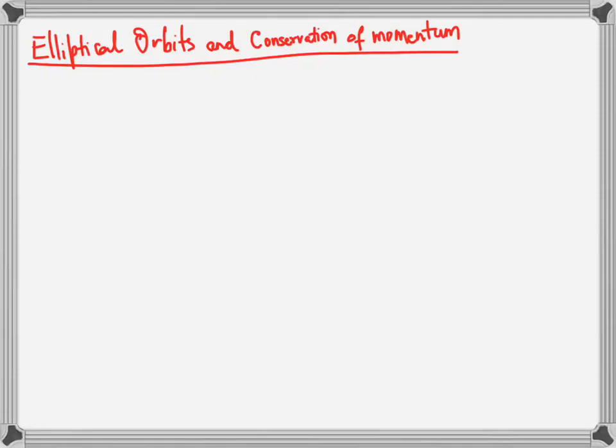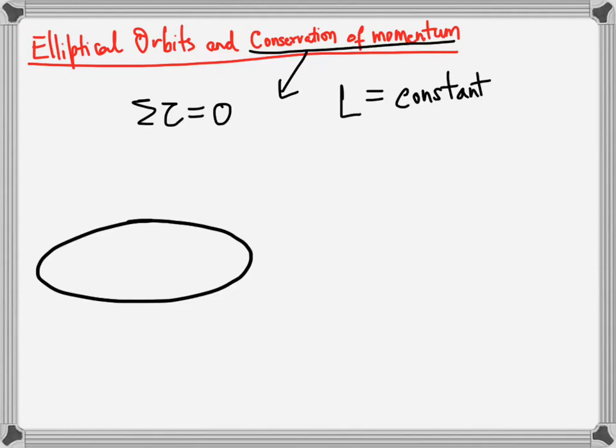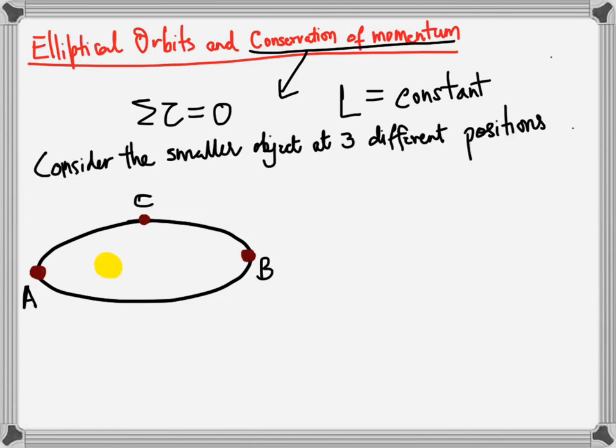Let's do elliptical orbits and conservation of momentum. Conservation of momentum states that if the net torque is equal to 0, the angular momentum will remain constant. So let's check an elliptical orbit.